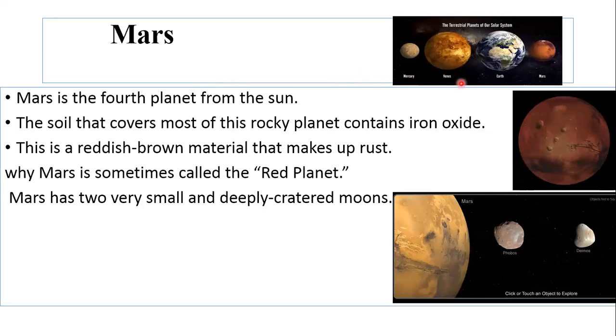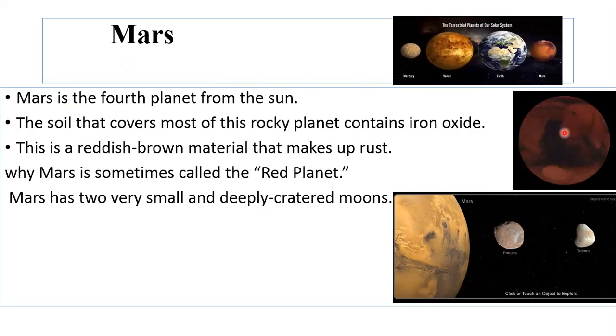Here we have the four inner planets. All of them have a rocky surface. The first one, Mercury, Venus, Earth, and the fourth one is Mars, that we have to talk about today. Mars is the fourth planet from the Sun. The soil that covers most of this rocky planet contains iron oxide.